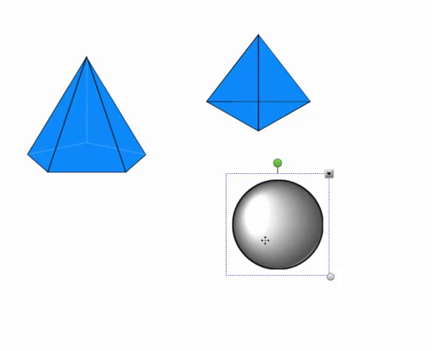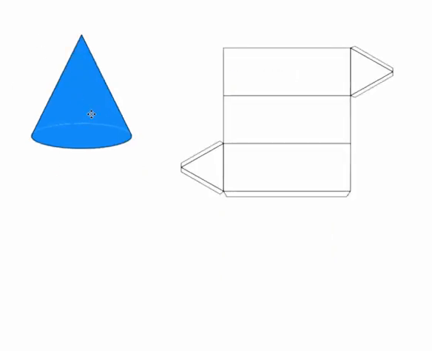This is a sphere. Looks like a ball. This is called a cone. A cone has 1 circular base and an apex at the top. And this is the net of a triangular prism. It has 2 congruent triangular bases and 3 rectangular lateral faces.